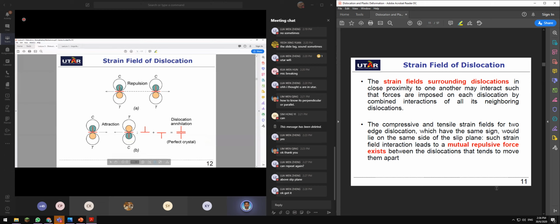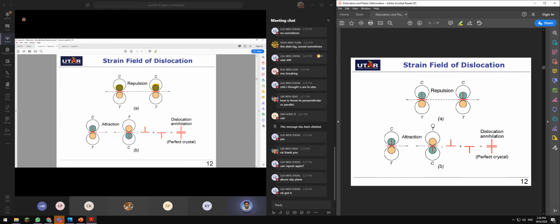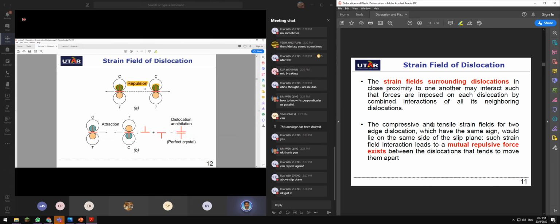This can be explained here. Both having a compressive strain on the atoms tend to repulse, because you can't take more students in the lift. You can't take more atoms or more extra plane in this region, so you repulse. You're getting mad.